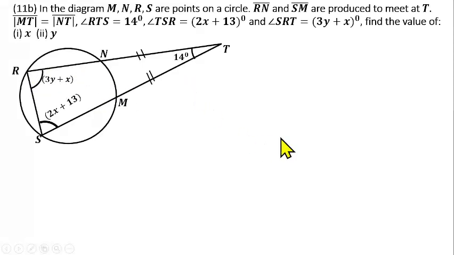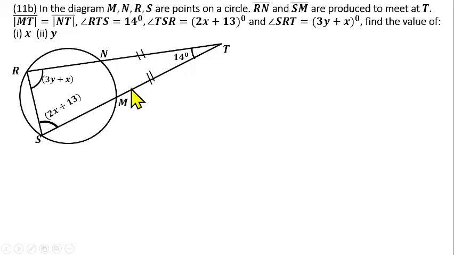If you understand circle geometry very well, I can introduce a straight line here to NM, because there's a reason why they tell you that NT is equal to MT. There's a reason why they told you that. So if I introduce a straight line to join N and M, I will have a triangle here, which is an isosceles triangle.